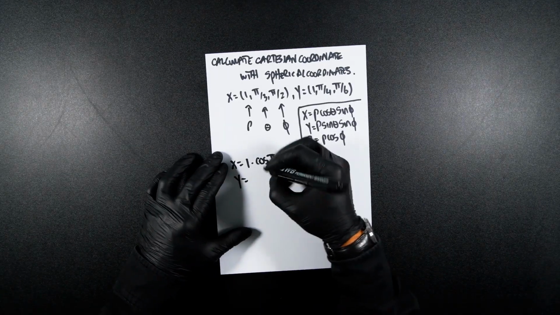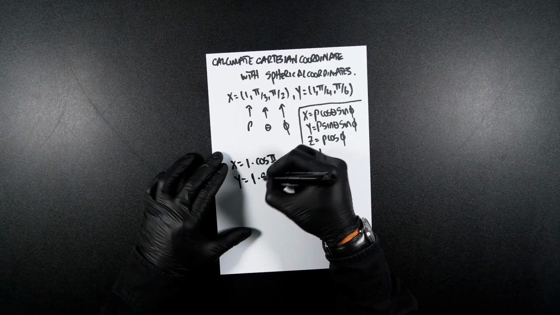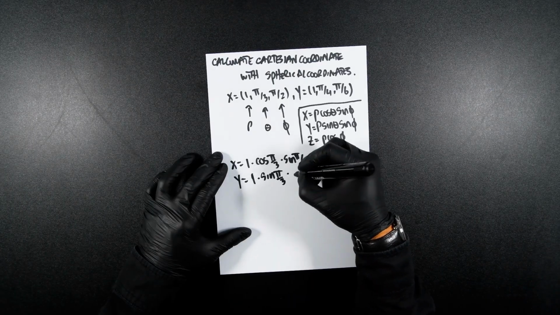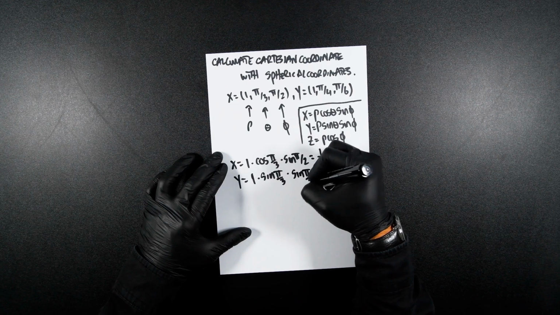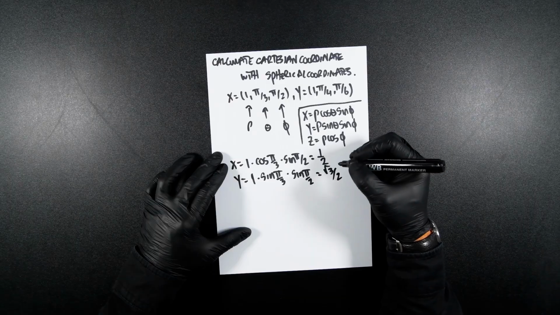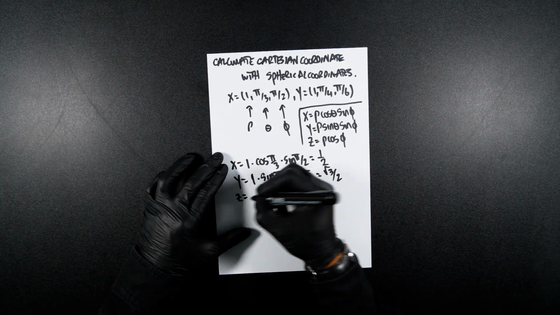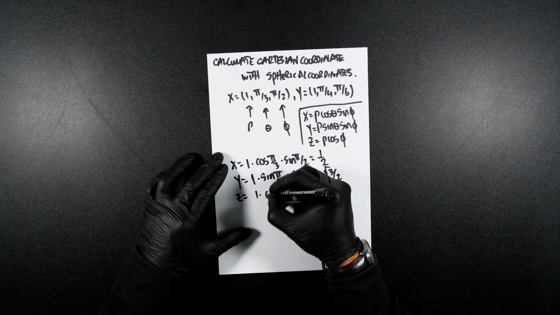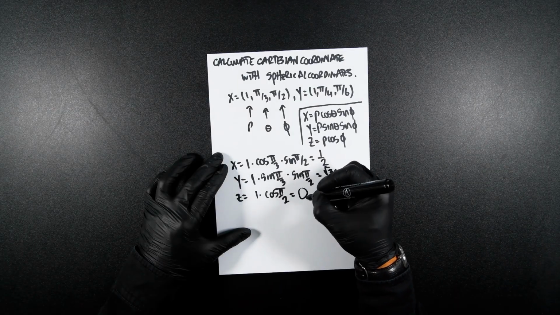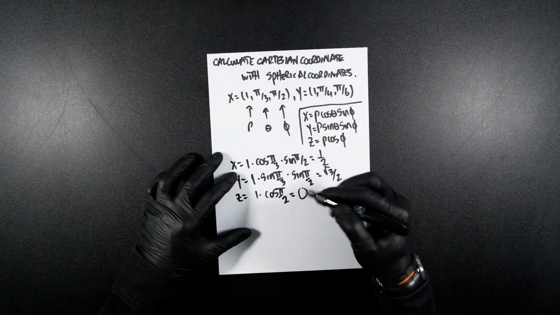Let's now do y. So now that's 1 dot sine pi over 3. And then we're going to do sine pi over 2. And that is pretty obviously root 3 over 2. And z is going to be 1 dot cos pi over 2. And that is 0. Now we have our 3 points.